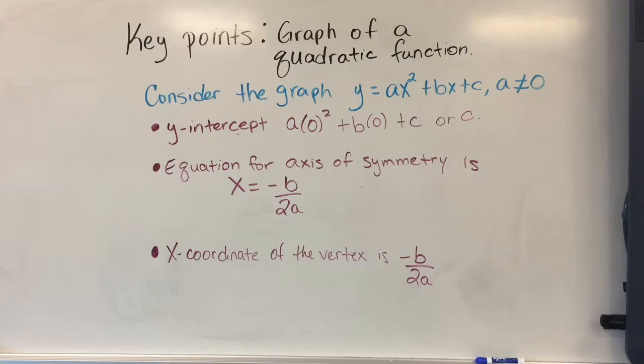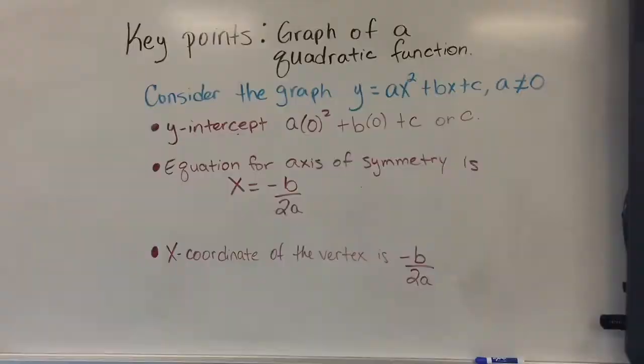That'll be my y-intercept. The next thing to remember is the equation for the axis of symmetry. We can find that to be x equals negative b over 2a. b and a are the coefficients on the linear term and the quadratic term of your quadratic function. And the last thing to note is the x-coordinate of the vertex can be found by using negative b over 2a.